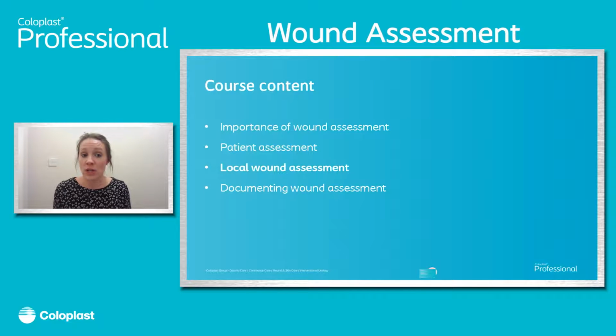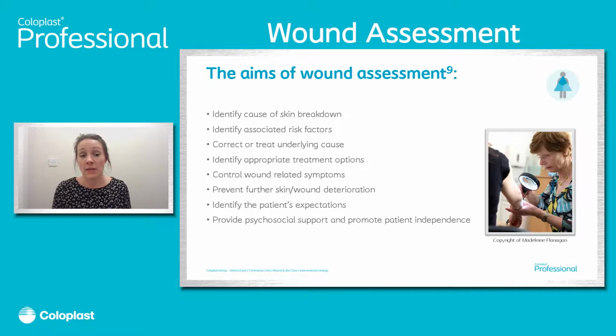We're now going to look at the local wound assessment and the importance of that. So the aim of the wound assessment itself is to identify the cause of the skin breakdown, identify any associated risk factors, and correct or treat any underlying cause. Pressure damage, for example. Is it because somebody is sitting on an inappropriate surface, and do they need a pressure relieving device or piece of equipment to help with that? We need to try and identify appropriate treatment options and control the symptoms for the patient, because it's not nice living with a leaking wound, for example.